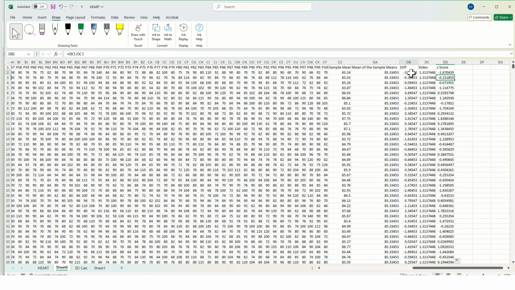In contrast to saying that the first value is 0.2 millimeters of mercury below the mean, and the second value is 0.30 millimeters of mercury below the mean. Now we have a standard value that shows how many standard deviations each of these values is below or above the mean.